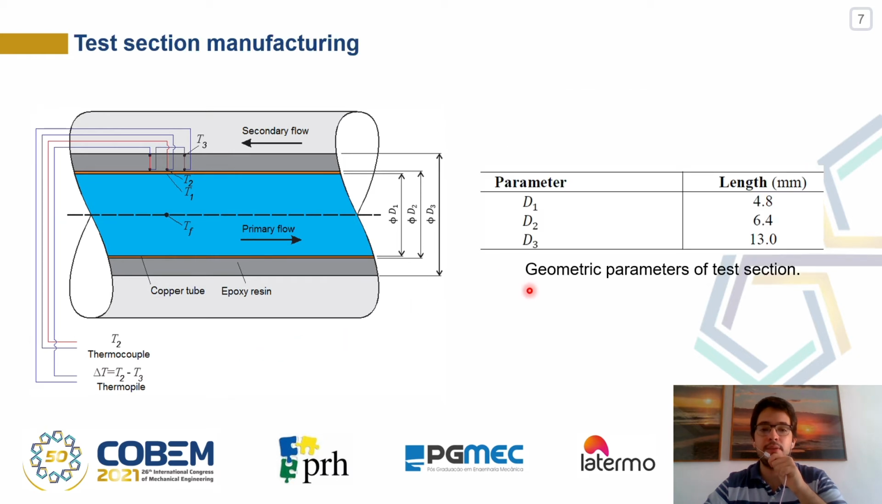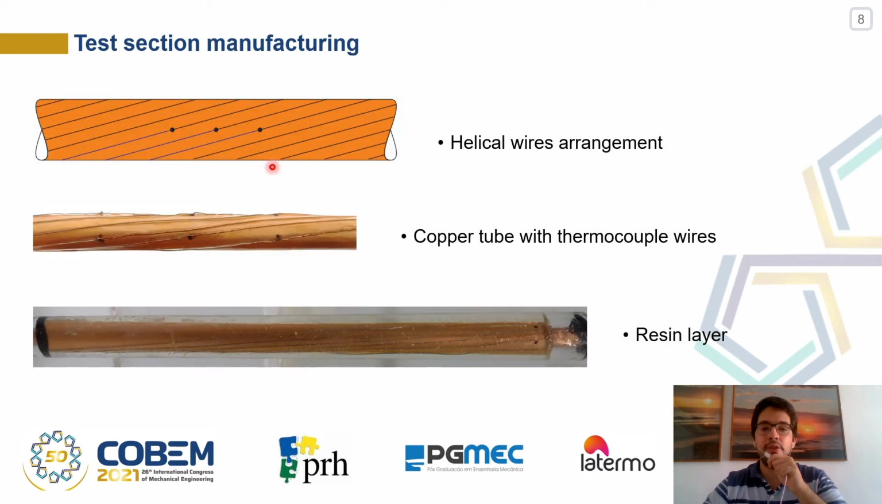The test section is composed of a copper tube with an outer diameter of 6.4 mm, an inner diameter of 4.8 mm, and 200 mm long. The epoxy resin layer is 3 mm thick. The first figure represents the arrangement of thermocouples on the copper tube. The helical shape minimizes heat flow non-uniformity due to wires. In this figure, we can see how it looked during the construction of the test section, and here, how it looked after applying the epoxy resin.